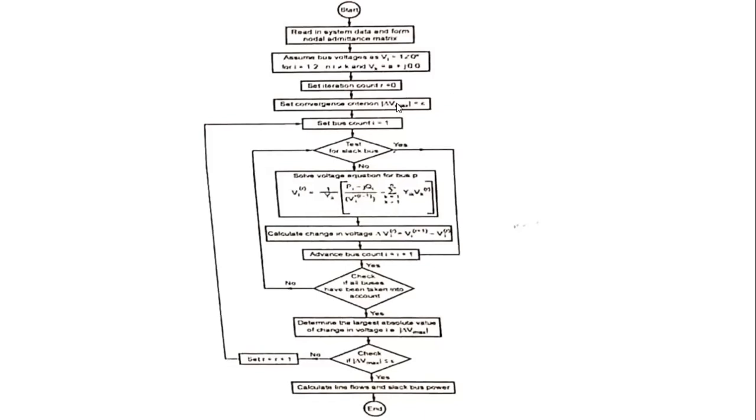Next, set the convergence value, that is delta Vmax. Next, set the bus count. If it is no, set the bus count; if yes, next take the slack bus. Next, solve the first iteration, that is V1 of R, that is 1 by Yii into Pi minus jQi by V conjugate of R. This is the formula in the derivation also. Next, calculate the change in the voltage values. Okay, next, advance the bus count.